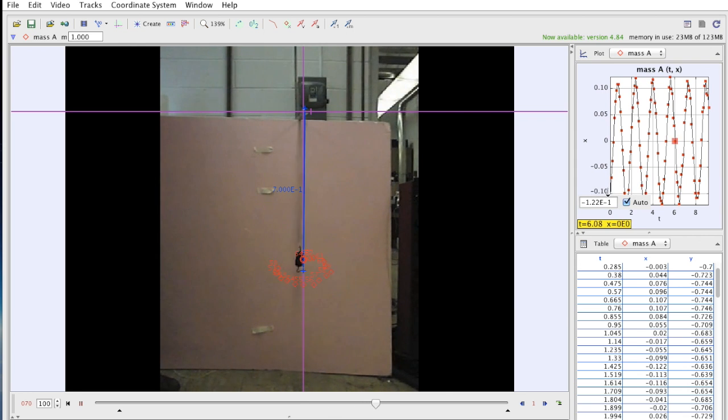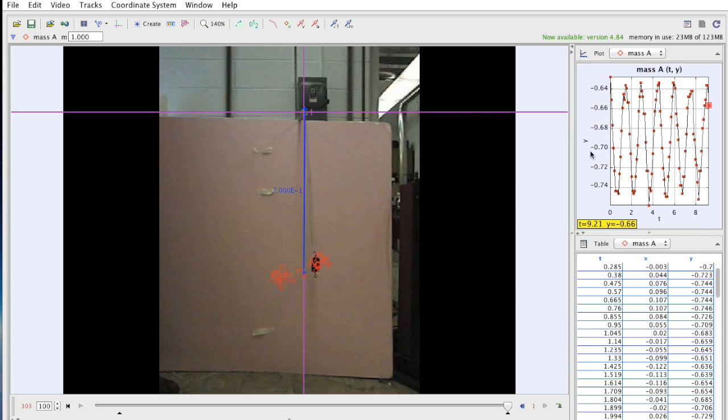You can see in this graph of the x versus t that it oscillates back and forth. Here is the y one. The y one oscillates back and forth as well. The starting position in the x was negative 0.105 and the starting point in the y was negative 0.627. Let's now look at the fundamental principle that allows this action to occur.